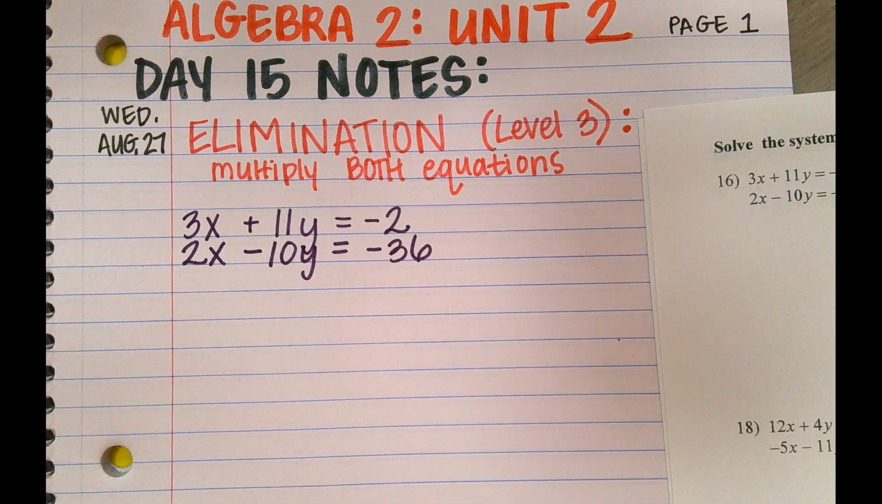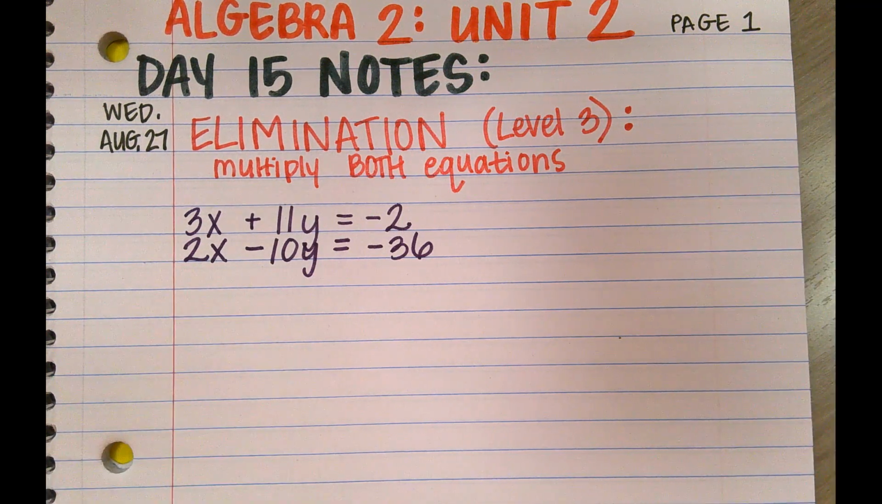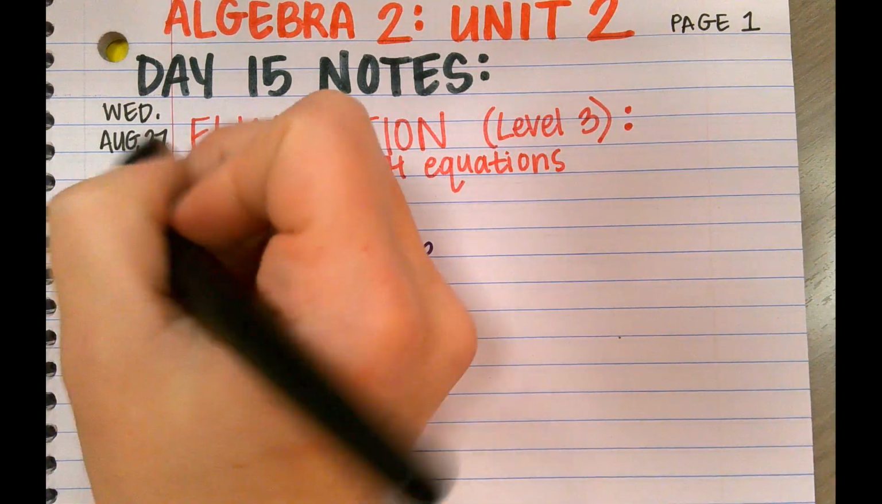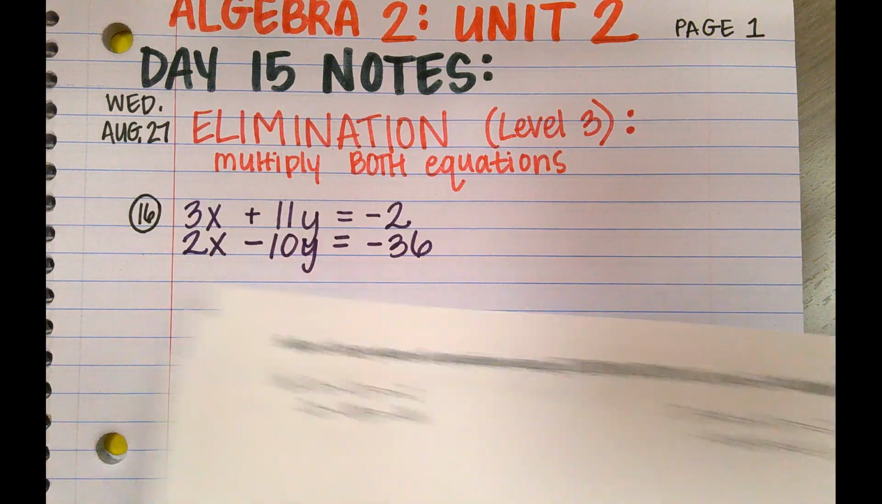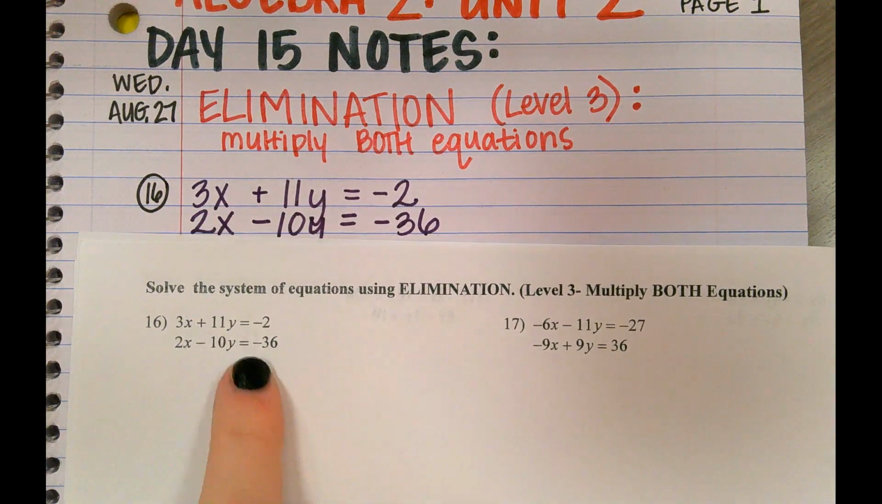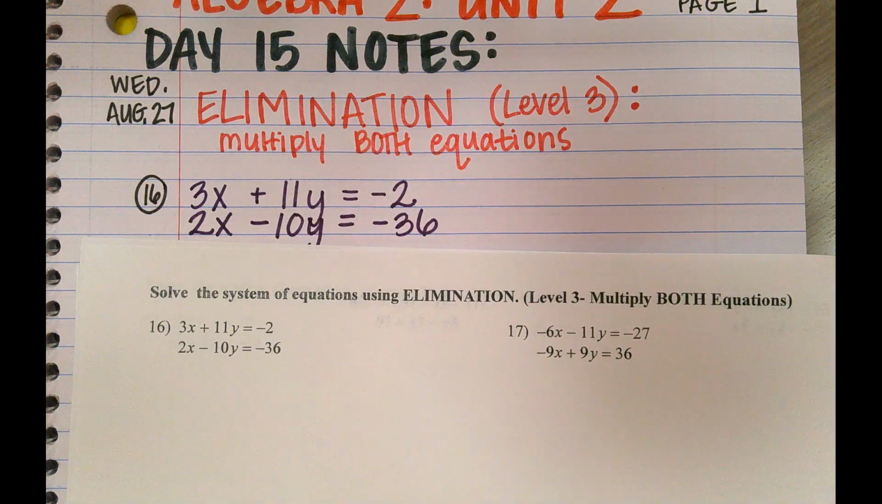We're going to start by trying to cancel the x's. We're going to try to eliminate the x values. I'll let everyone write this down first before I get ahead of myself. And you said this is 16 from that. Yes, this is number 16 from the elimination worksheet on the 4th page. And at the top of that page, it'll say level 3 and multiply both equations.